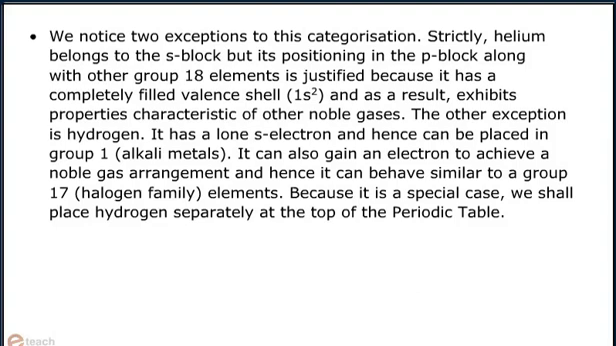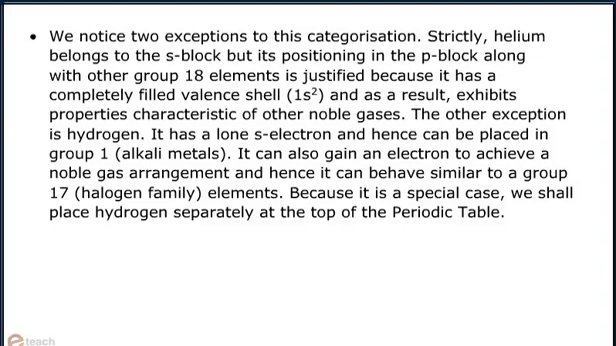Strictly, helium belongs to the s block, but its positioning in the p block along with other group 18 elements is justified because it has a completely filled valence shell 1s² and as a result exhibits properties characteristic of the other noble gases. The other exception is hydrogen.